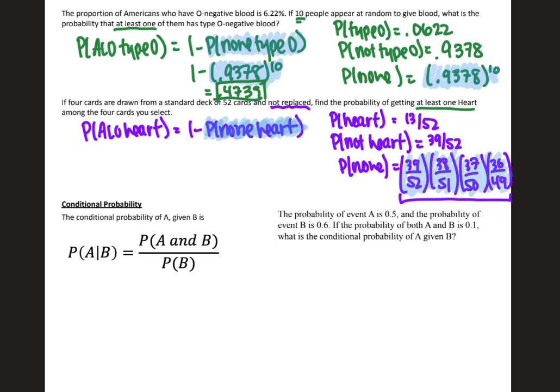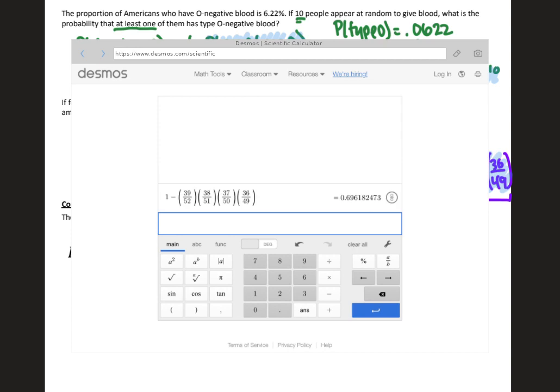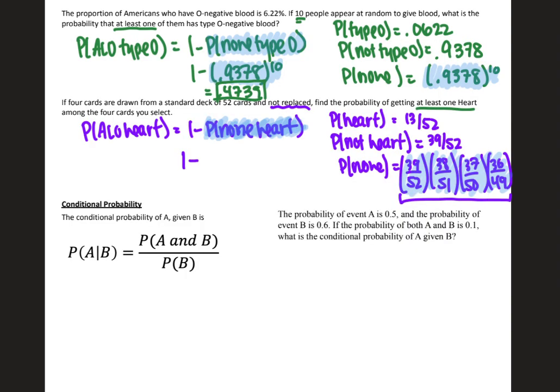So to find the probability of at least 1 heart, we're going to do 1 minus that. So I'm going to put that in my calculator. So the probability of at least 1 is going to be 0.6962. So this whole probability, I put it in my calculator, is 0.6962. Probability of at least 1 heart is 0.6962.